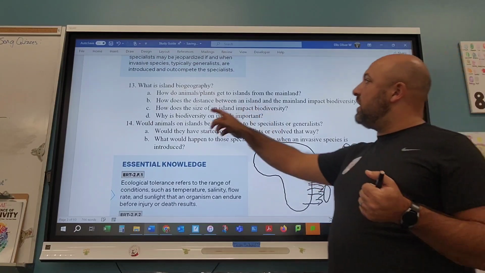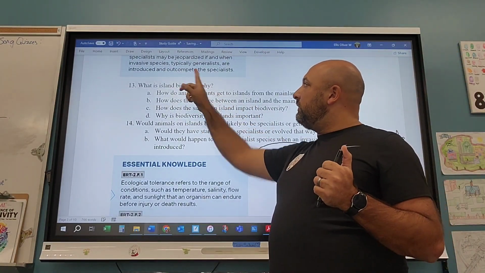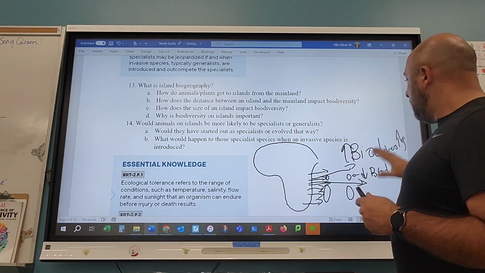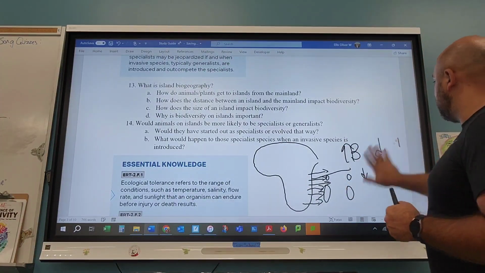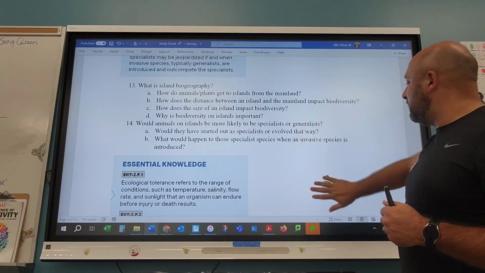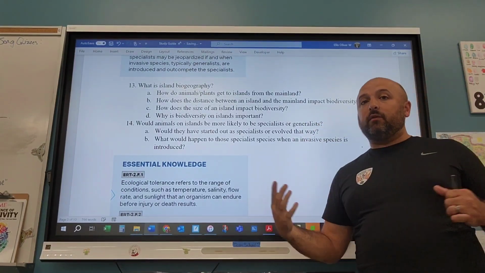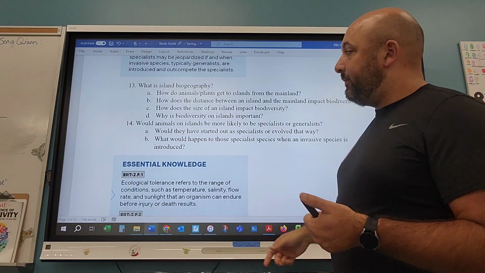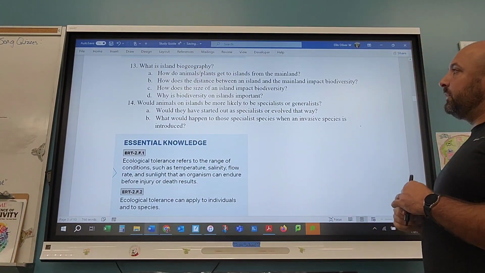Island biogeography. So how does the geography affect life here on the island? And we can see it has to do with how close or how far away it is. So what's the best? Being large and being close. What's the worst? Being small and being far. Like, this is just logical ideas here. It shouldn't be too hard to realize.